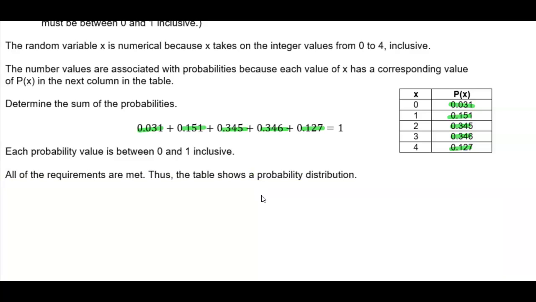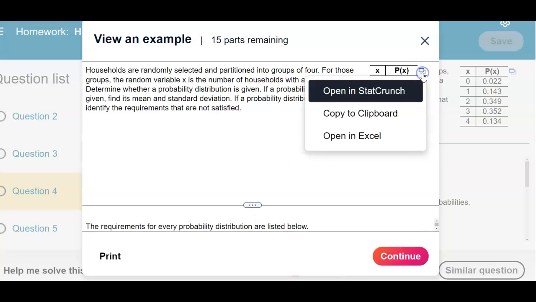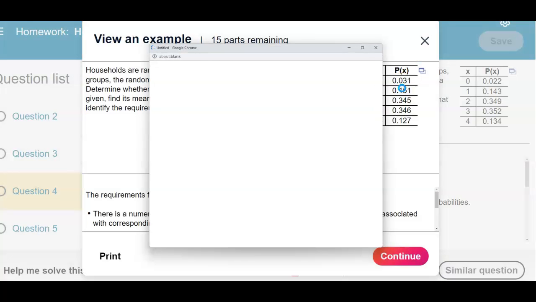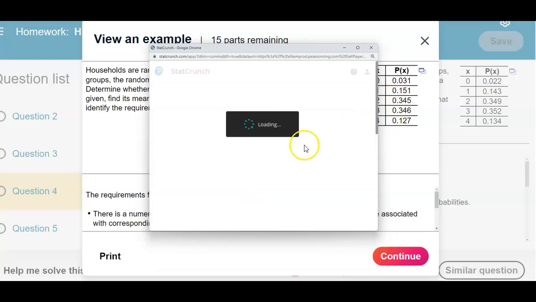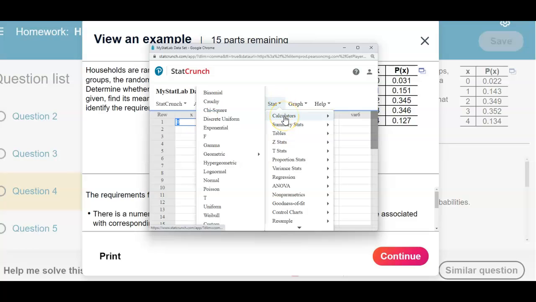So now we're going to figure out the mean and the standard deviation of this. So we're going to open this up in StatCrunch. In order to generate the mean and the standard deviation from the probability distribution, we can use StatCrunch. We're going to go to Stat, go to Calculators, and then in Calculators, we're going to go all the way down to where it says Custom.